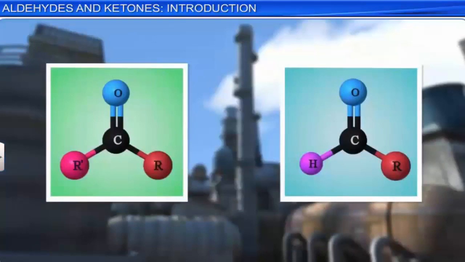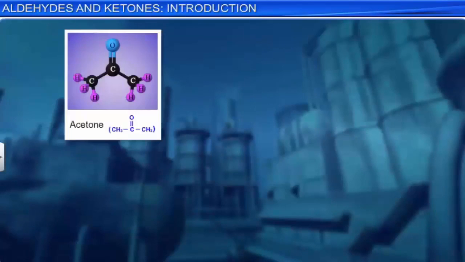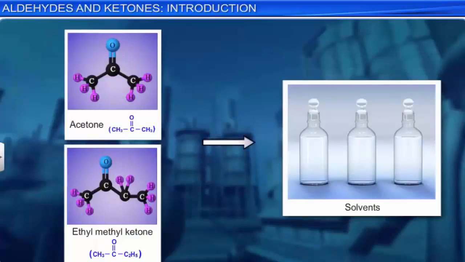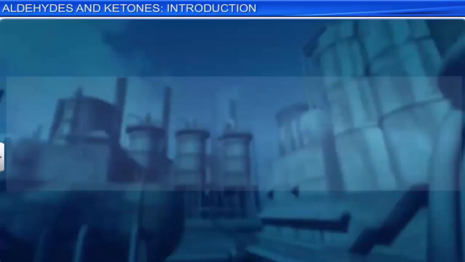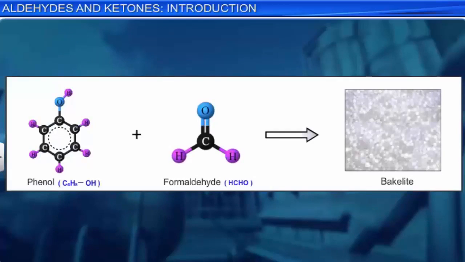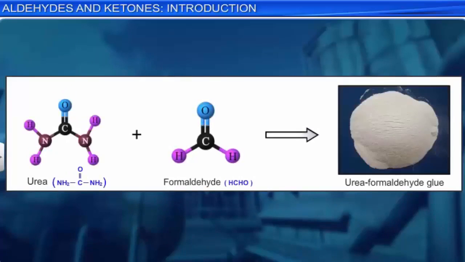These compounds have considerable industrial significance. They are used as solvents and as starting material for the synthesis of several other products. For example, acetone and ethyl methyl ketone are common industrial solvents. Formaldehyde is used to prepare bakelite, urea formaldehyde glues and other polymeric products.